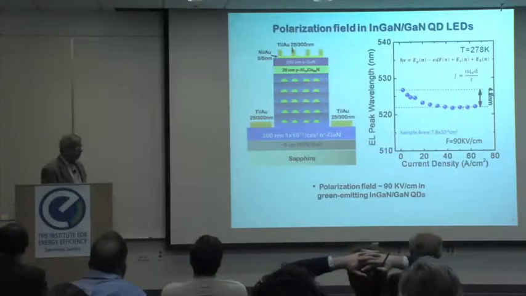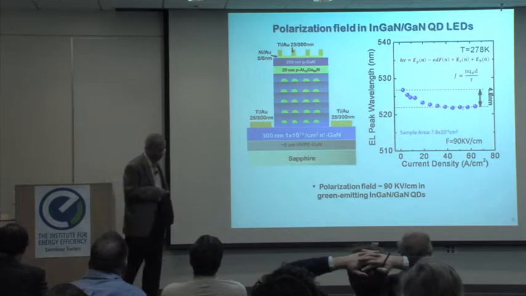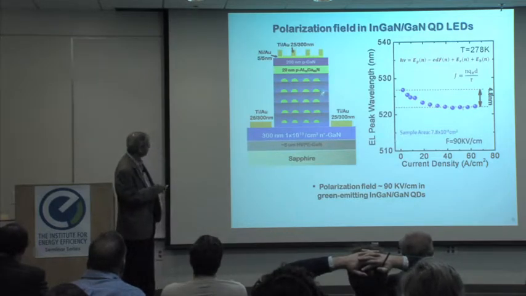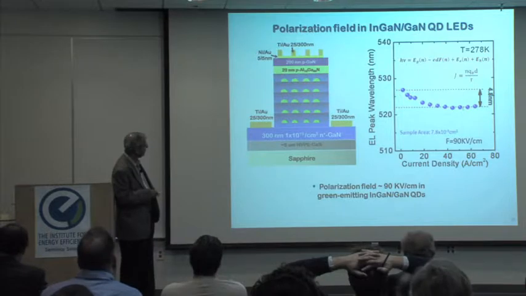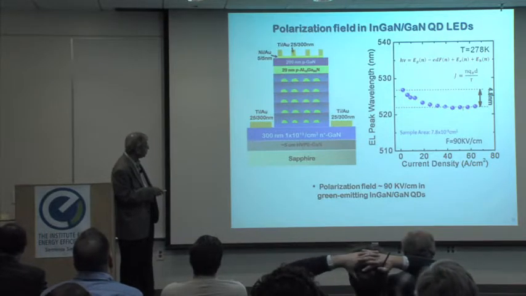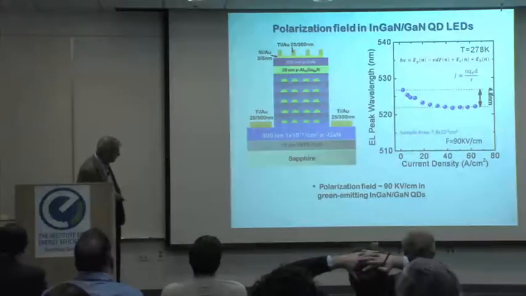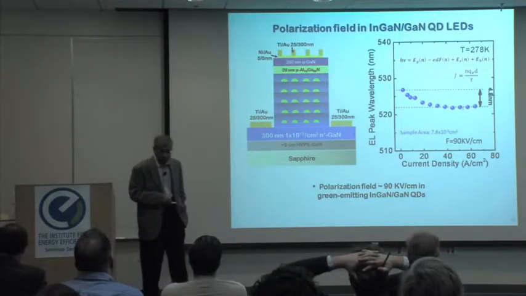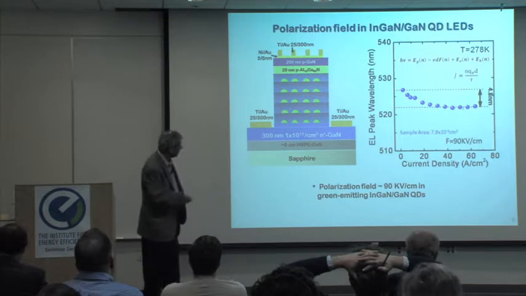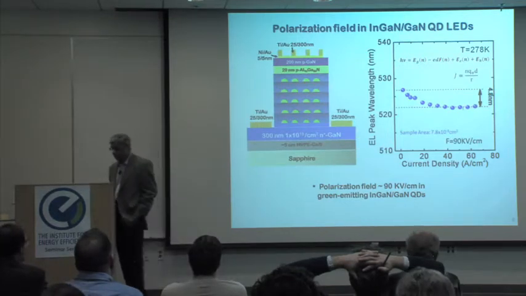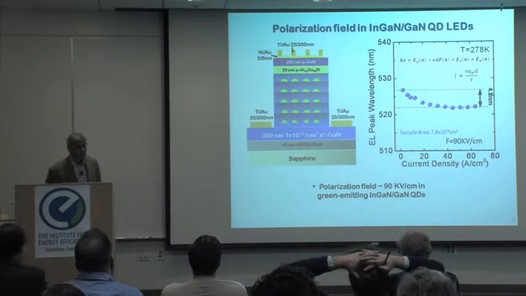And we could bring in all our experience with the indium arsenide dots. Here is a very simple experiment with an LED-like structure where we actually measure the polarization field. These are green-emitting dots, and we see that the polarization field is about 90 kilovolts per centimeter. In green-emitting quantum wells, it's over a megavolt per centimeter.